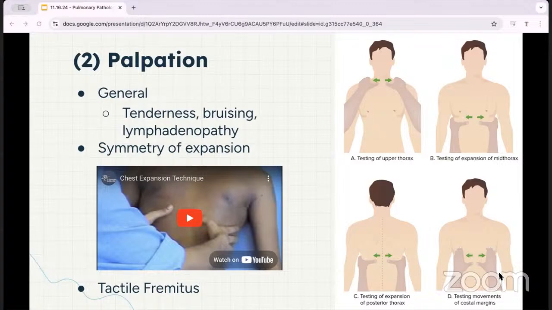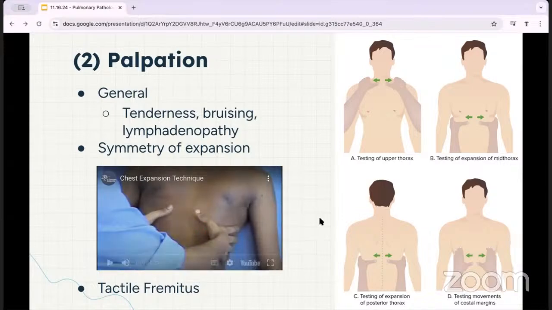So when you place your hands, you would place them at the 10th rib space around the lower back as well, here. Your thumbs should point towards the spine in the center, this dashed green line, and your fingers should fan out around the sides. When you're thinking about what to observe, when the patient takes a deep breath, your thumbs should move apart equally. If one side lags or doesn't move, it might suggest a collapsed lung or something blocking the airflow. So that is a really easy way to check for chest symmetry.